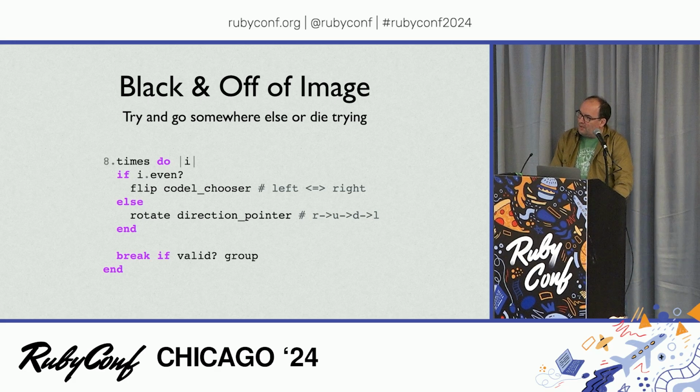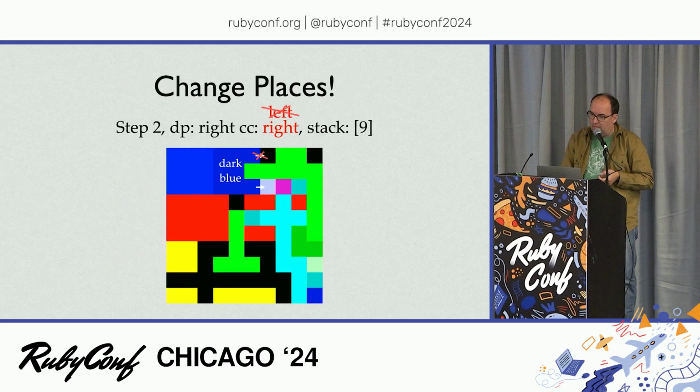So for up to 8 times, you flip between the codel chooser and you just rotate the direction pointer clockwise and try to find another place to go. If you can't find it in 8 moves, that's how a Piet program terminates. Okay, so the codel chooser goes from left to right, and we move in and we're off to the races. We're still executing.